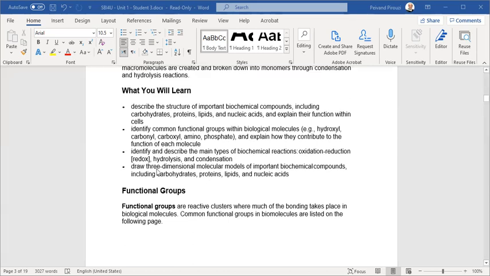Then we are going to draw three-dimensional molecular models of important biochemical compounds, including carbohydrates, proteins, lipids, and nucleic acids. Why are we talking about different three-dimensional molecular models?